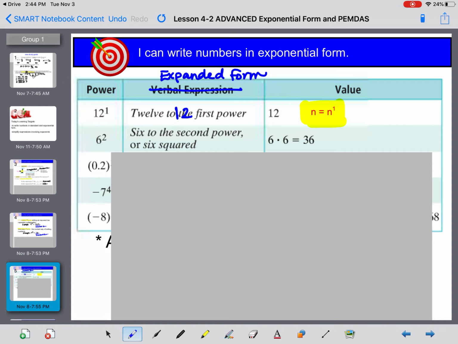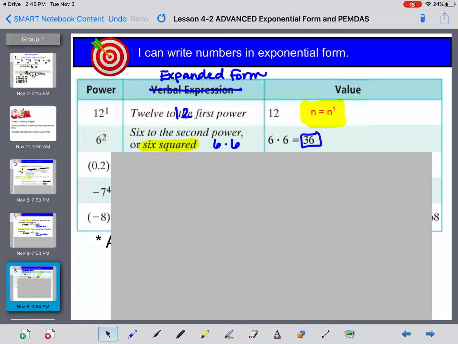I'm just going to write right over the top. This is also said 6 squared. Make sure you write that down. Some people don't know that if it's raised to the 2nd power, that means 6 squared. Expanded form is 6 times 6, and standard form is 36.